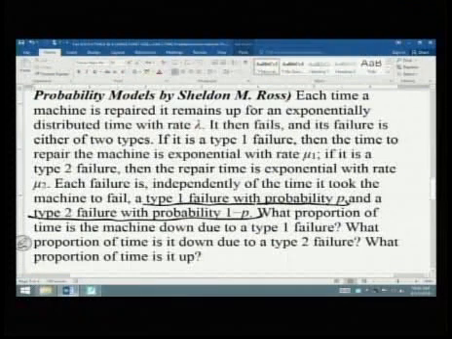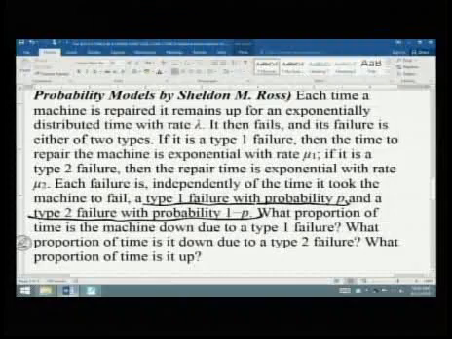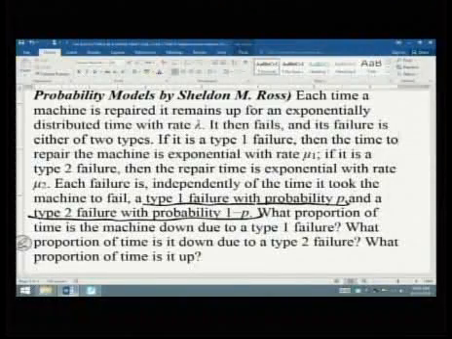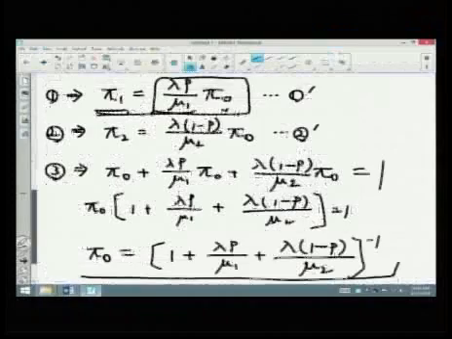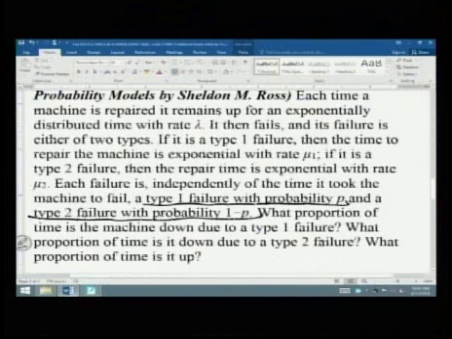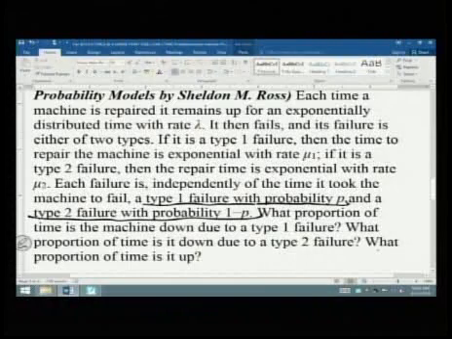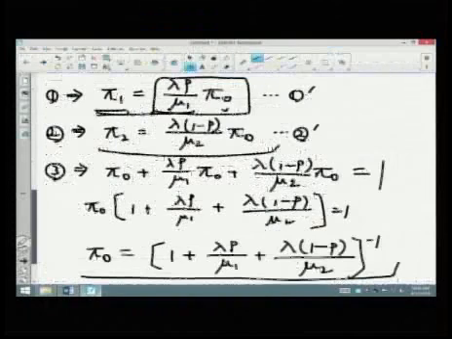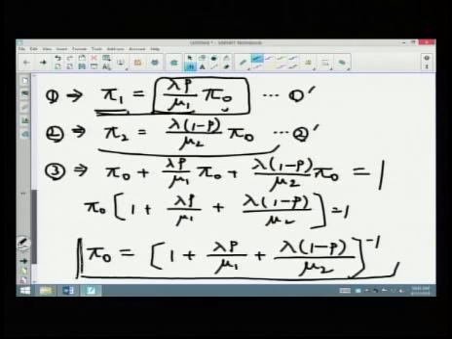Then the next question, what proportion of the time is it down due to type 2 failure? Similarly, you can get the value of pi 2. That's going to be the answer for that. And the third question, what proportion of time is it up? Of course, that's about pi 0, right? Does it make sense, right?